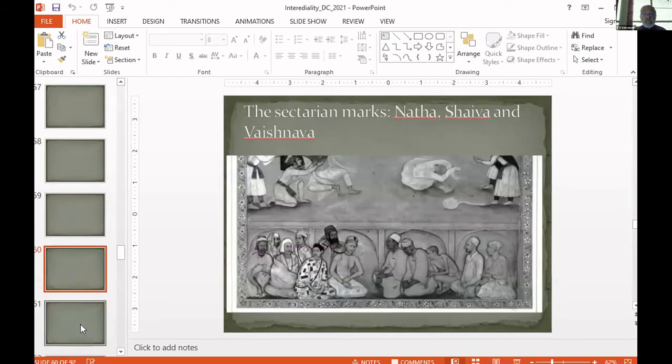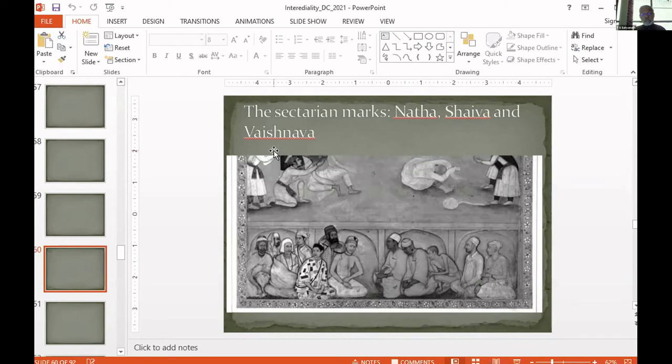This is a much more detailed one. The sectarian marks are very clear. Going closer, I have read that this is Raidas, this is Namdev, and then this is Kabir, Matsyendra, Gorakh, and then these are two Swamis who have not been clearly identified. The marks on the head are both Shaiva and Vaishnava, so it's very clear.